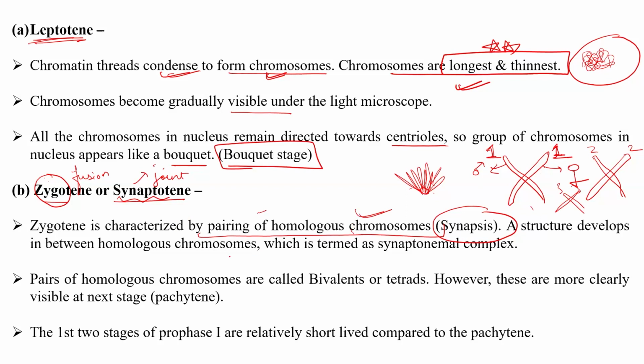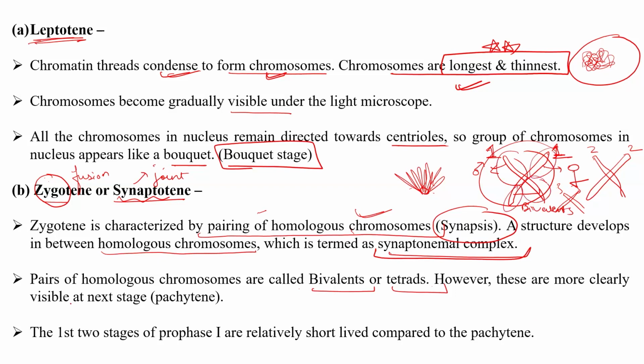homologous chromosomes. A structure develops in between the homologous chromosomes, which is termed the synaptonemal complex. So the structure which is developed by the fusion of these 2 homologous chromosomes is known as the synaptonemal complex. And the pair of homologous chromosomes are called bivalents or tetrads. You can see here, these are called bivalents now, or they may be called tetrads because of these 4 arms, right? They are more clearly visible at the next stage, pachytene.